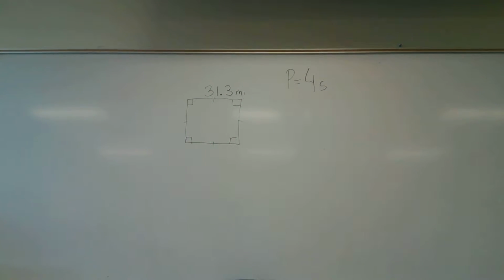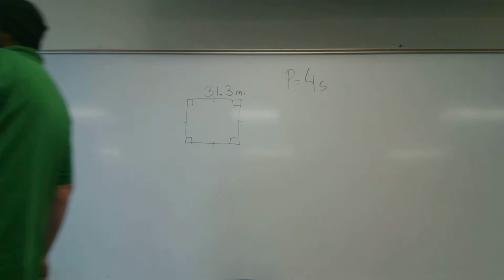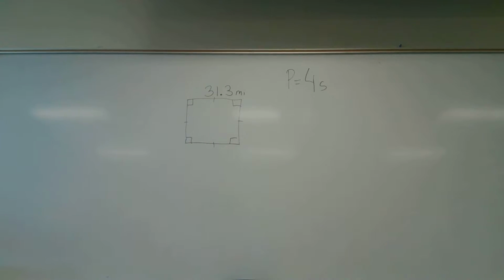All right, now we have a square with a side length of 31 3/10 miles. That's what I said, miles. Wait, for every side? It's a square. Yeah. We're going to use the same formula. Perimeter equals 4 times the side. You know what the side is.